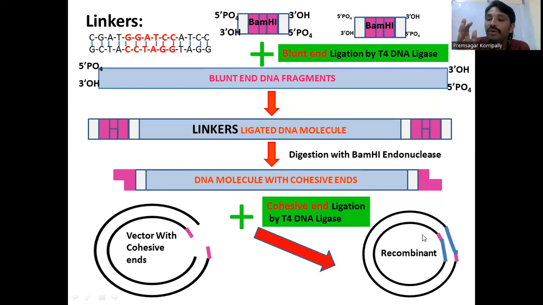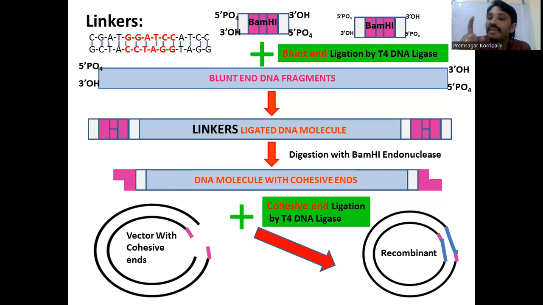So the aim of this experiment is to clone the blunt end DNA molecule with the help of linkers. Here you see, when a linker is attached to the blunt end DNA fragments, that's a blunt end ligation. Once the blunt-ended DNA molecules are ligated with the linkers, then you get a DNA molecule with the cohesive ends, and those fragments are ligated with the vector, and you get a recombinant molecule.